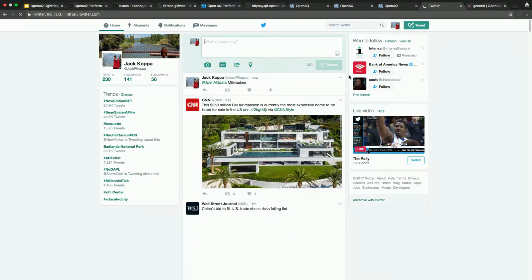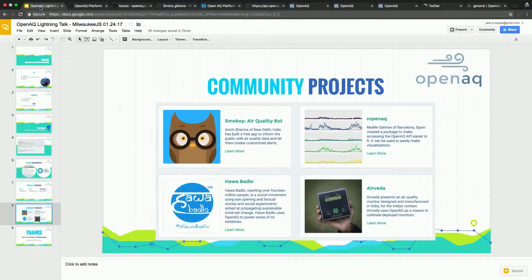And someone took the API and put together a little bot that just responds to those hashtags with a sort of graphical representation of current air quality. We'll see if that refresh goes. I'll come back to that in a sec. And that's pretty much it. Like I promised, very not technical, so I apologize if you're expecting more of that.